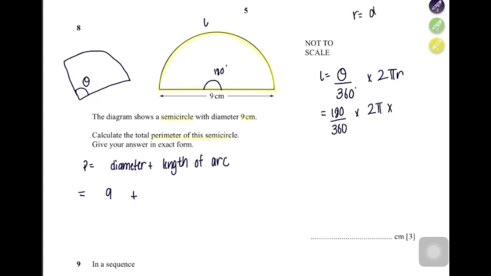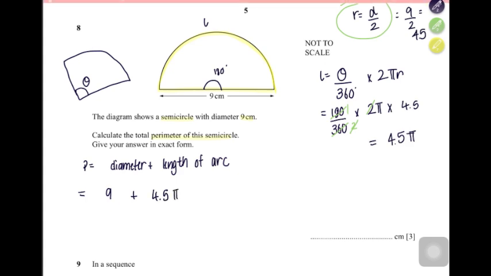Radius is always diameter divided by 2. Make sure that you remember this. Times 4.5. So for us it's going to be 9 over 2, which is 4.5. Now 180 and 360 get cancelled, we're left with 1 and 2. 2 and 2 get cancelled. So the length is going to be 4.5 pi. 9 plus 4.5 pi is our perimeter.